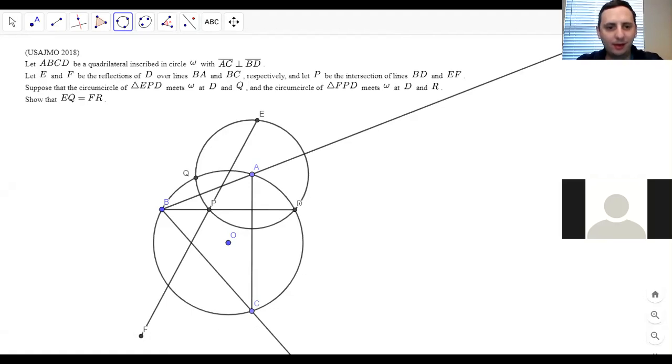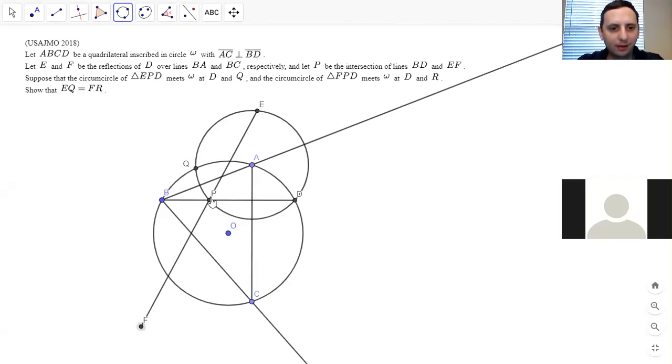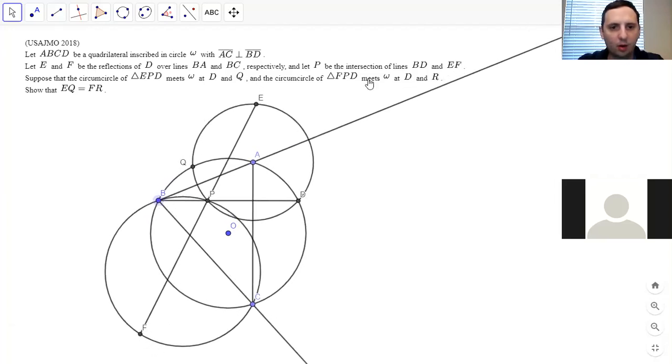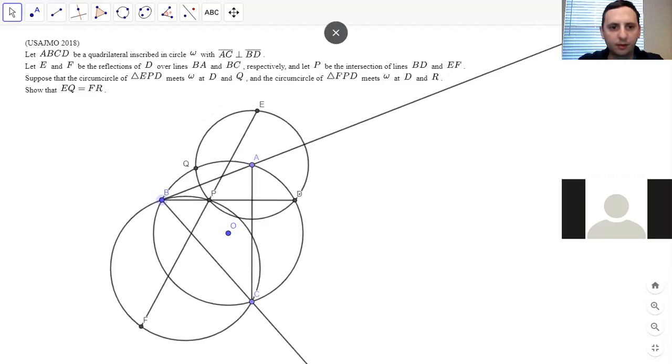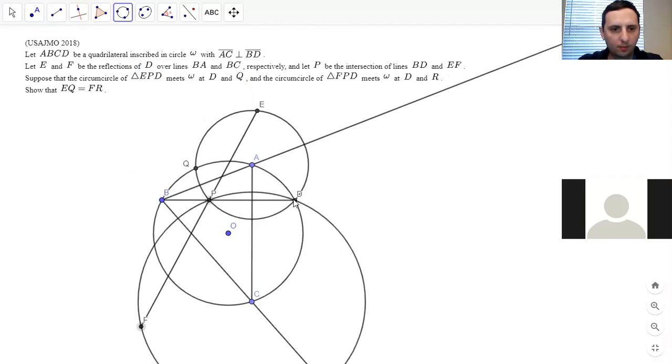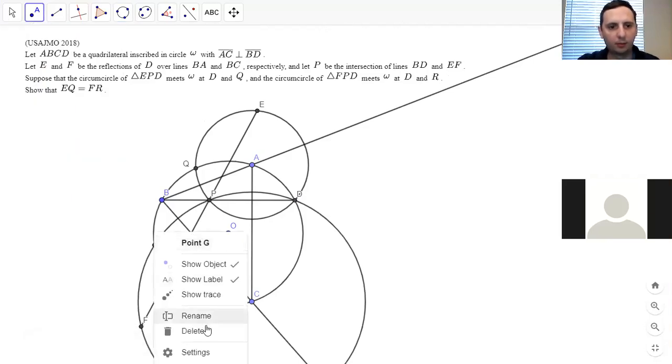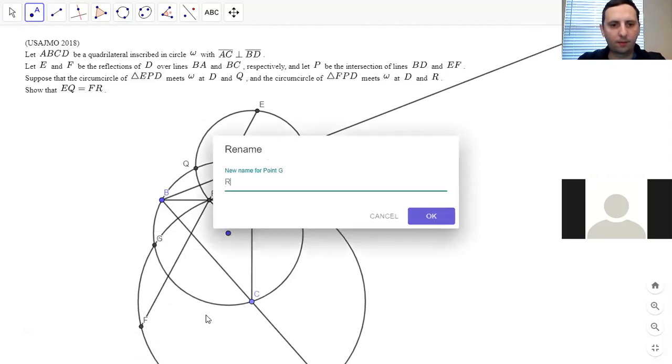So you have the circumcircle of EPD and the circumcircle of FPD, and that meets omega at R. It almost looks like it's B. I don't want B and R to look like the same point. Wait a sec. Oh, because I did BPC instead of FPD. So this one meets the circle at a point R. And we want to show EQ equals FR.